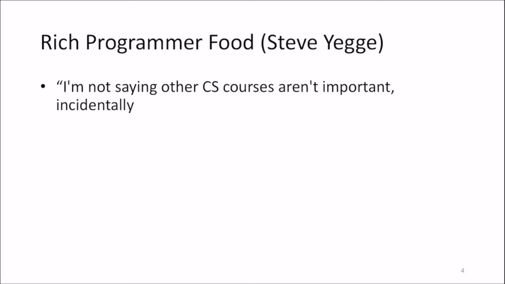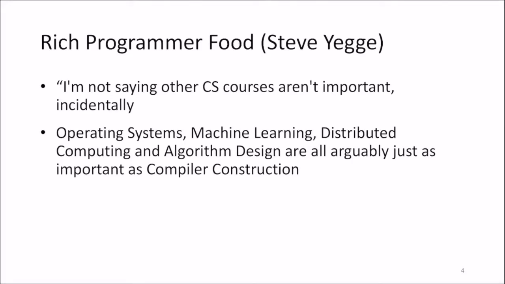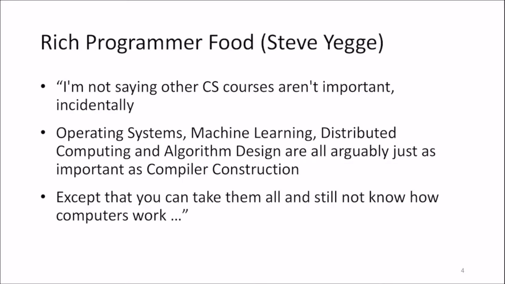Steve goes on to say, I'm not saying that other CS courses aren't important, incidentally. Operating systems, machine learning, distributed computing, and algorithm design are all arguably just as important as compiler construction, except that you can take them all and still not know how computers work. Well, this is, again, kind of interesting, what he means by how computers work.